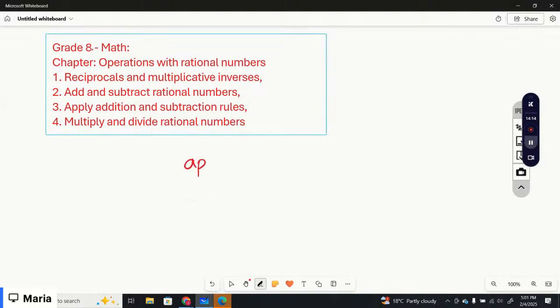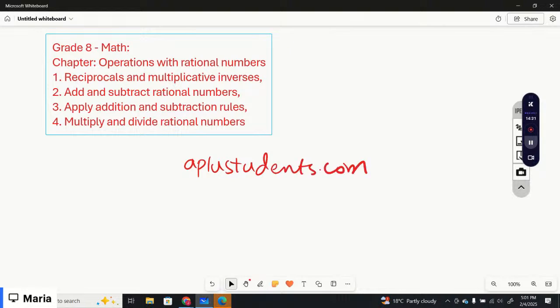You can find all the lessons on aplusstudents.com. You have to log in there using your email address and password as provided by the administrator. Then you have to select math from the subject tab, scroll down to grade 8 math, and then click on view all lessons.